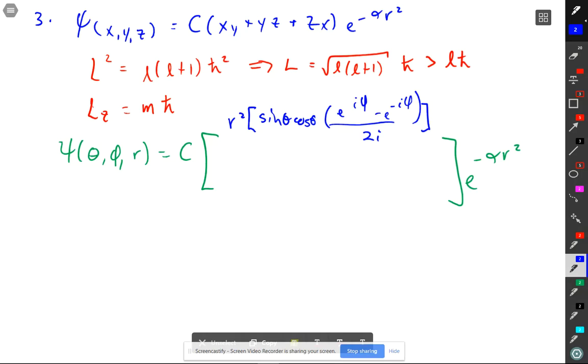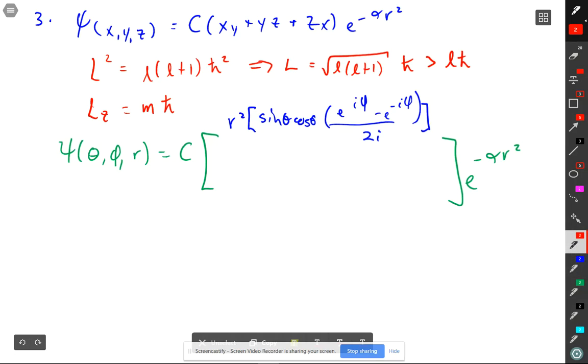So it's a really good question. Why did I do that? Because that's how I'm going to pick off the terms. After I'm done, I'm going to take all the terms that have e to the i phi and put them together, all the terms with e to the minus i phi, and so on. Okay, so there's my first one.